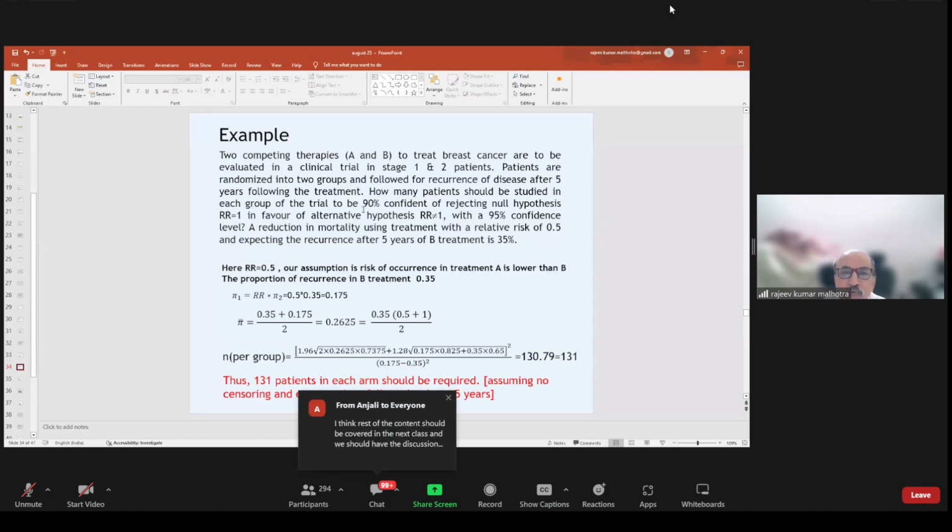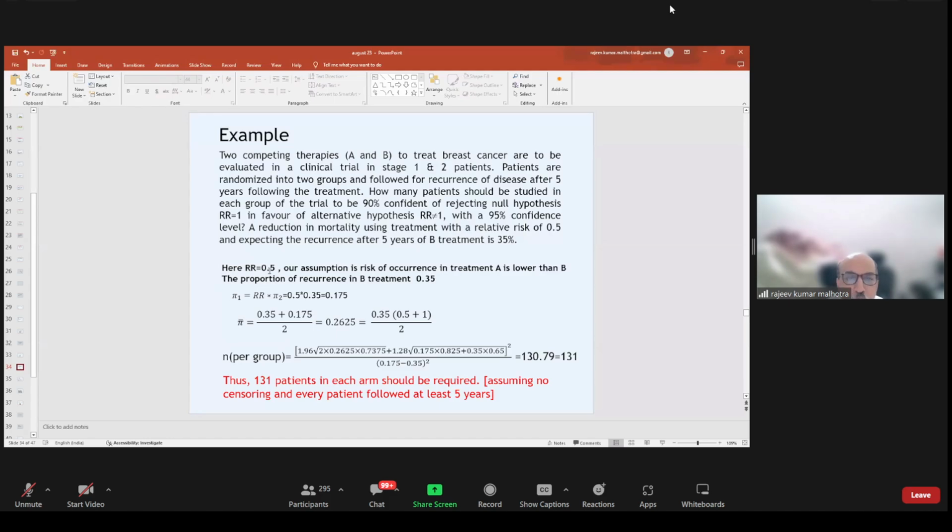In each group of a trial with 90% confidence of rejecting the null hypothesis, relative risk 1, in favor of the alternative hypothesis, relative risk not equal to 1, with 95% confidence level, a reduction in the mortality using treatment A with a relative risk of 0.5, and expecting the recurrence after 5 years of B treatment is 35%. So we have a relative risk of 0.5 in the new treatment group, and the recurrence in the B treatment is 35%.